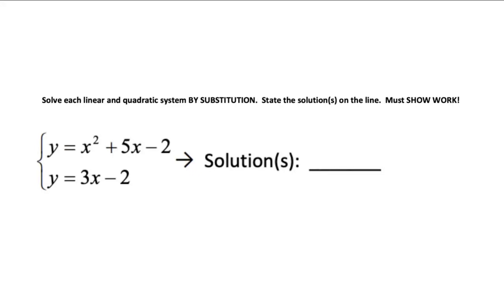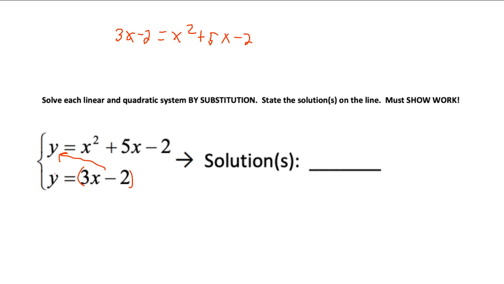Okay, so now, oh boy, I have a quadratic and a linear function. But it says that I have to solve it by substitution. So if you graph it, you're not going to get any points. You have to use substitution. So I know what y is equal to. Y is equal to 3x minus 2. So in the first equation, I'm going to plug in 3x minus 2 in for y. So I've got 3x minus 2 is equal to x squared plus 5x minus 2. Oh no, this is a mess.